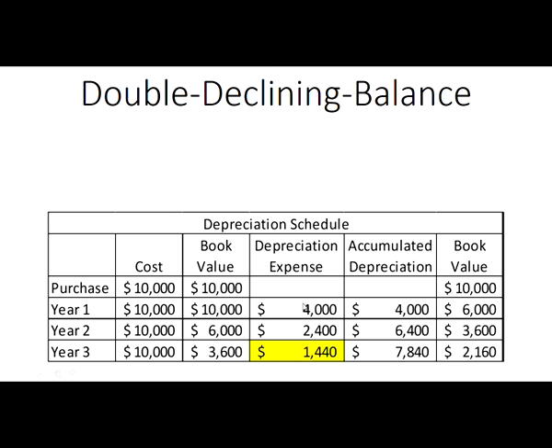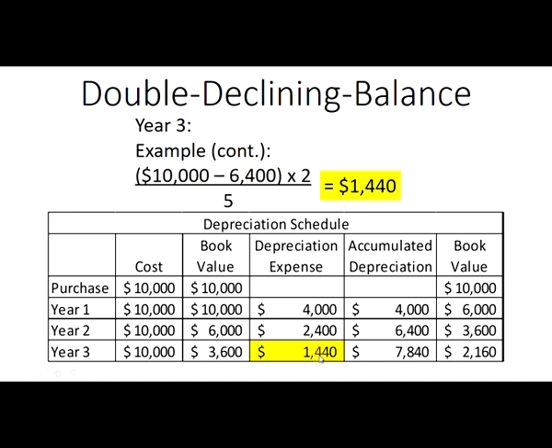Again, it's called double declining balance. Look what's happened to our depreciation every year. Started out humongous, lower, lower. Year 3, there's our formula. Again, that summarizes the yellow number here. We should be good to go.